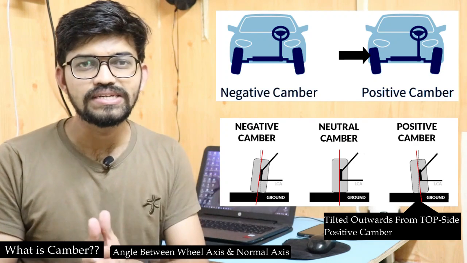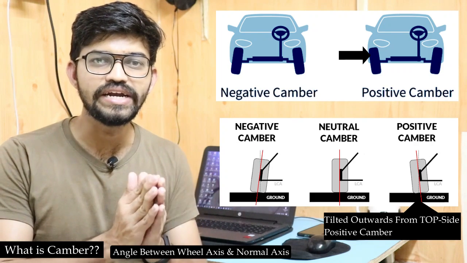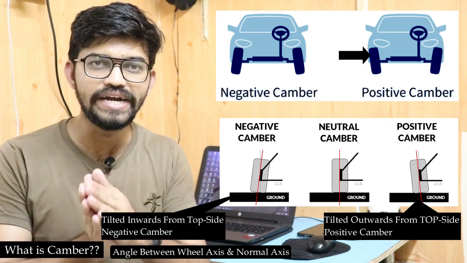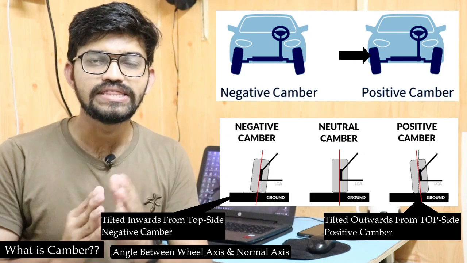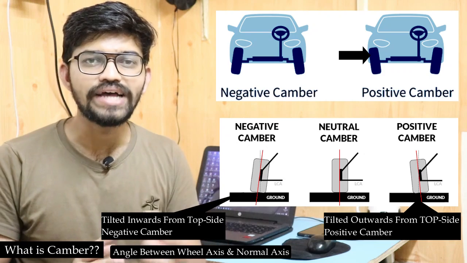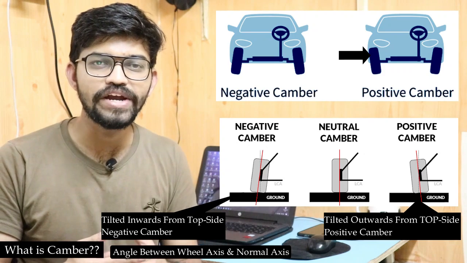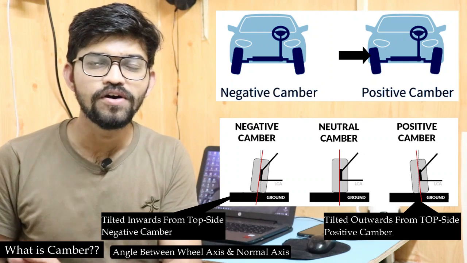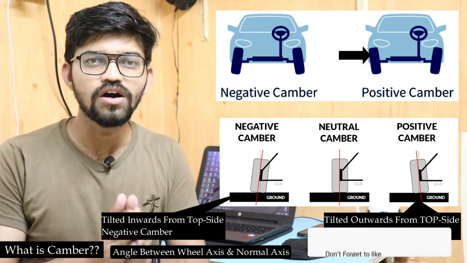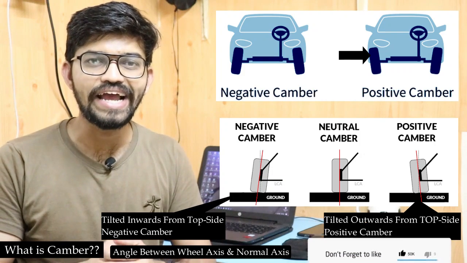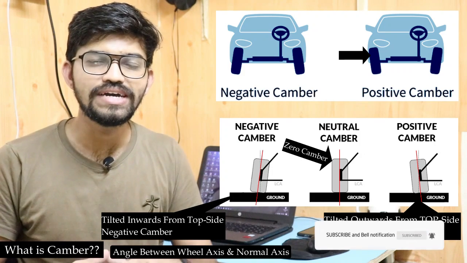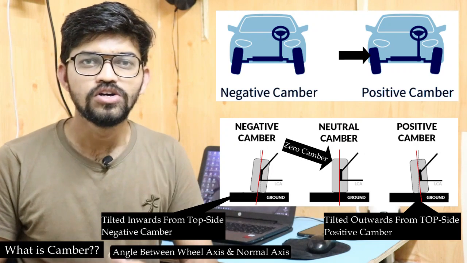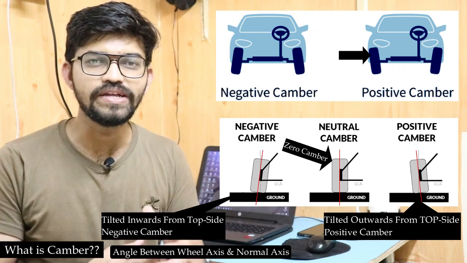And in the opposite case, when the wheel gets tilted inside from the top side, this condition is called the negative camber. So the angle made in this condition between the wheel axis and the normal is called the negative camber. And in certain cases the axis of the wheel is completely aligned to the normal axis. In this case the camber angle is 0, so it is called the zero camber. So these are the 3 conditions in the camber.